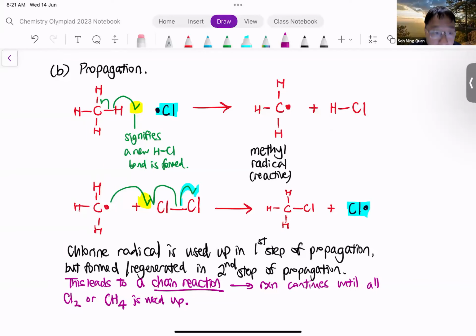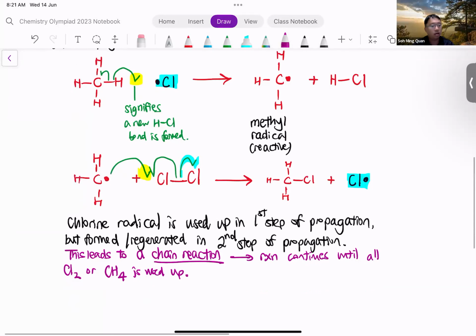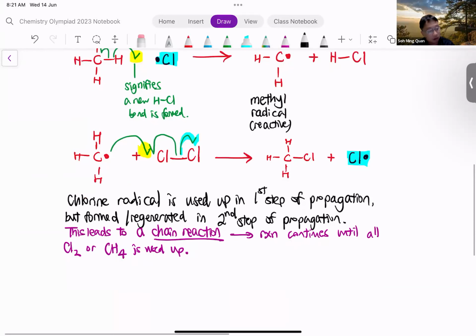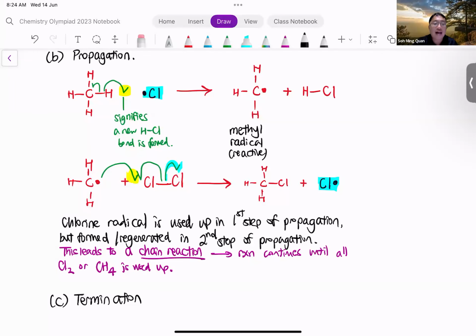Okay, so remember, yes, catalysts are used up and regenerated again. However, you need to look at the overall whole mechanism. So in this particular case, chlorine is not a catalyst. And we will now see why when we go on to termination, which is the last part of this mechanism. So the last step of this mechanism is termination, where the reaction stops, the reaction terminates.